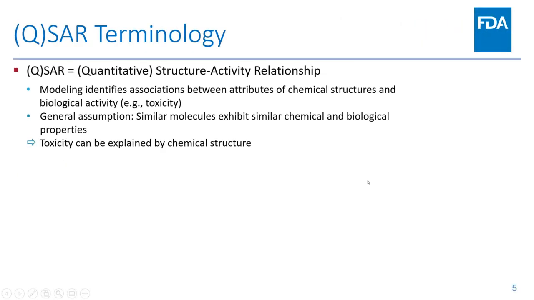So I have a brief recap on QSAR terminology. QSAR stands for Quantitative Structure-Activity Relationship. And as David mentioned, it's a type of modeling that identifies associations between attributes of chemical structure and biological activity. That activity really could be any kind of biological activity, but in the context of this presentation, I'm going to be talking about mutagenicity and also carcinogenic potency. It works under the general assumption that similar molecules exhibit similar chemical and biological properties, and therefore that toxicity can be explained by chemical structure.